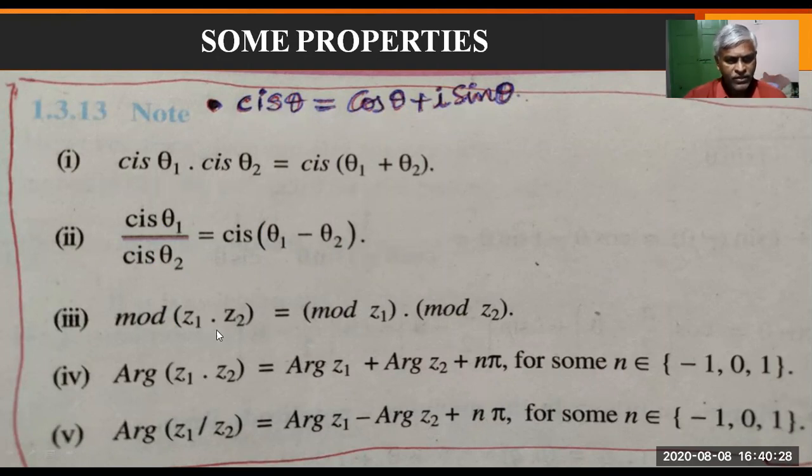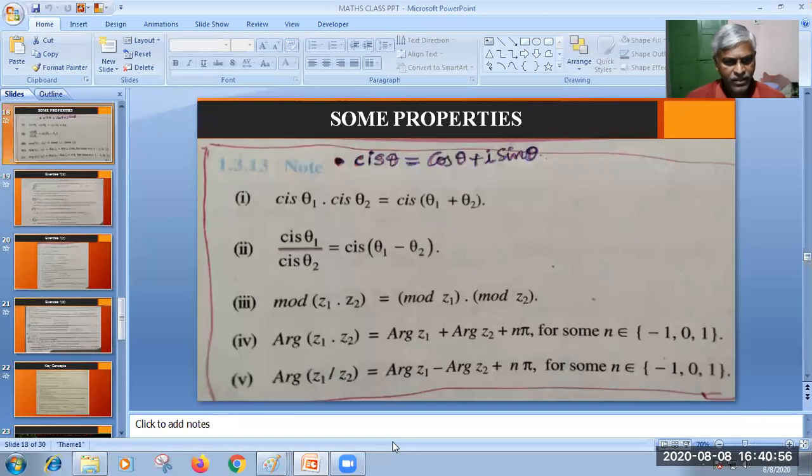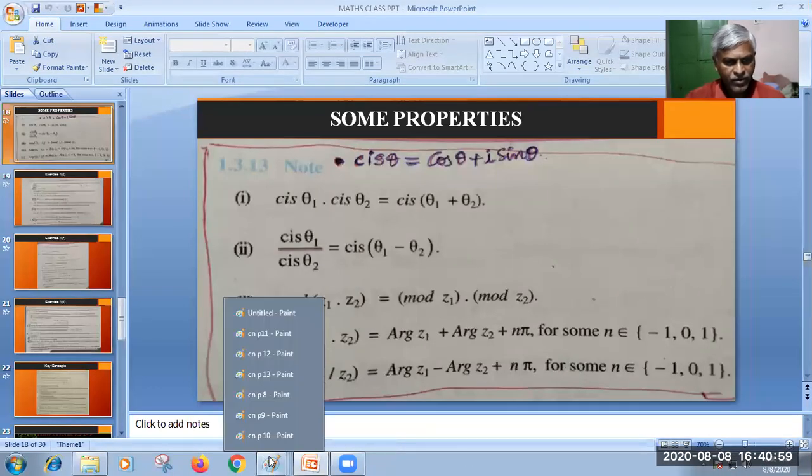Modulus of z1 into z2 is equal to modulus of z1 into modulus of z2. The argument of z1 into z2 is equal to argument of z1 plus argument of z2. And the last, argument of z1 by z2 is equal to argument of z1 minus argument of z2. You have to remember these properties, and depending on these properties, let us go for some problems.